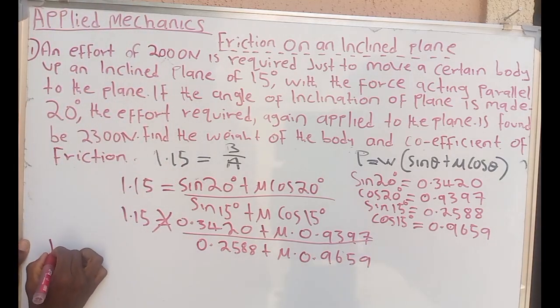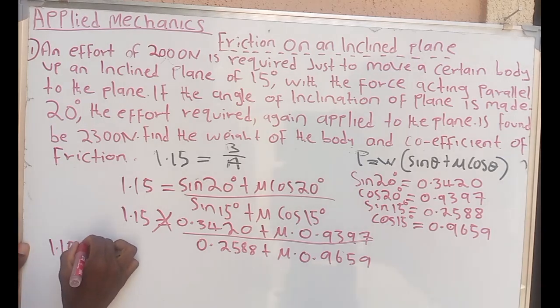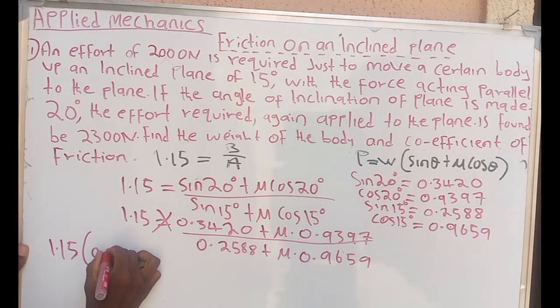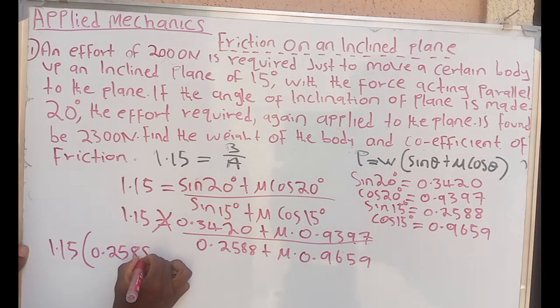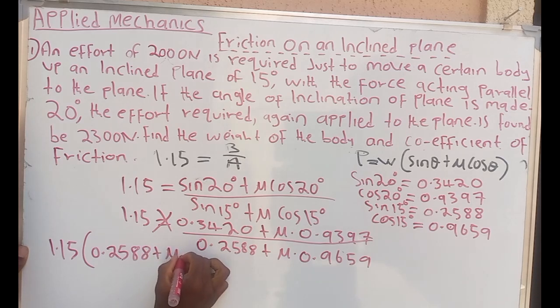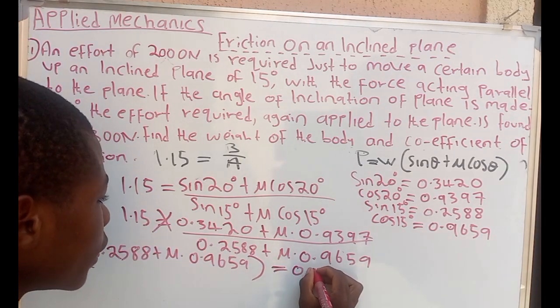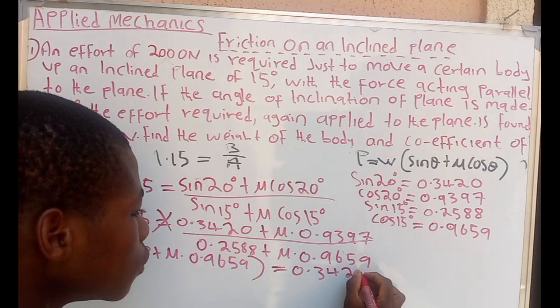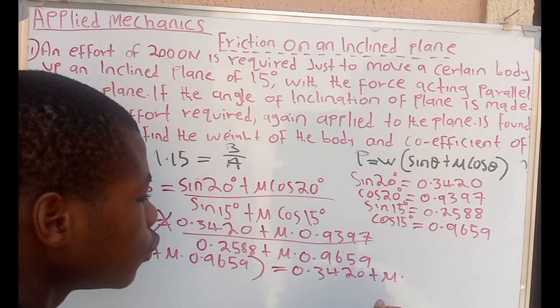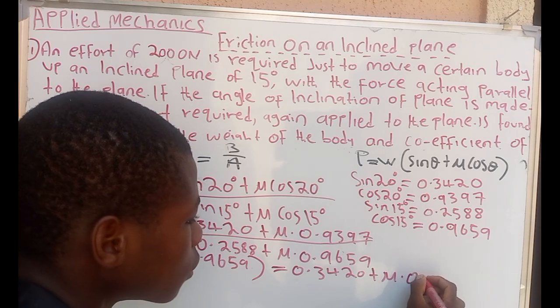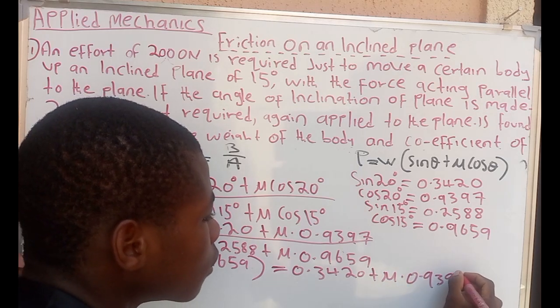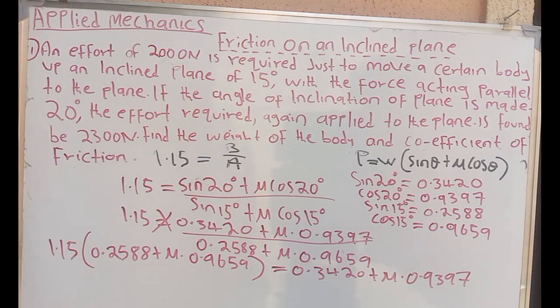So we have to cross multiply. If we cross multiply, we'll end up having 1.15 multiplied by 0.2588 plus mu multiplied by 0.9659, which will be equal to 0.3420 plus mu multiplied by 0.9397.